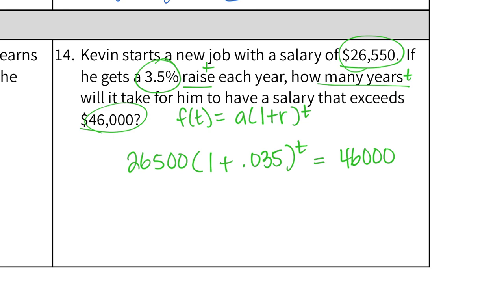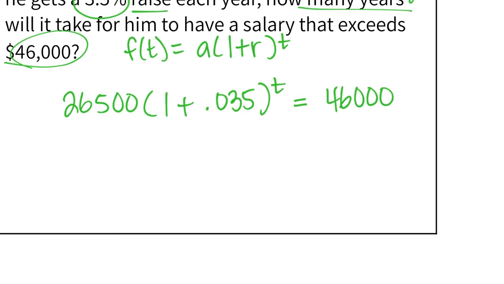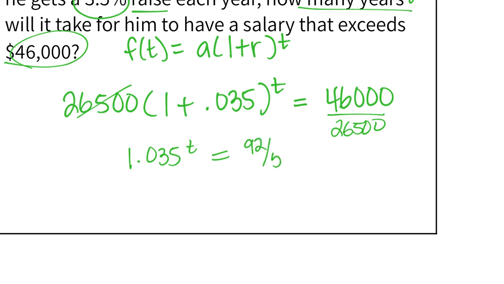So this is where we have to use logarithms. First, let's divide both sides by 26,500 so that can cancel. And let's add what's inside the parentheses. Okay, so let me find out what that part equals. So that one, it's a kind of an ugly decimal, so it's better to leave it as 92 over 53. The calculator simplifies for you. Now we're going to take the log of both sides.